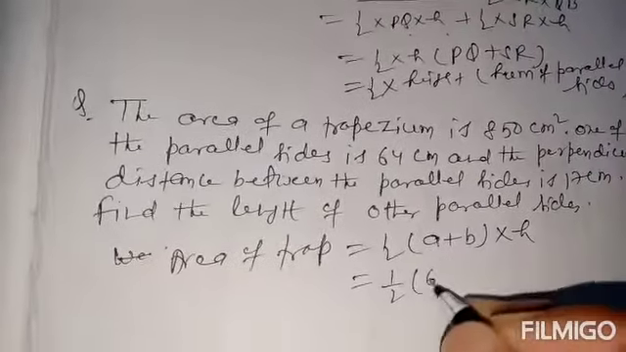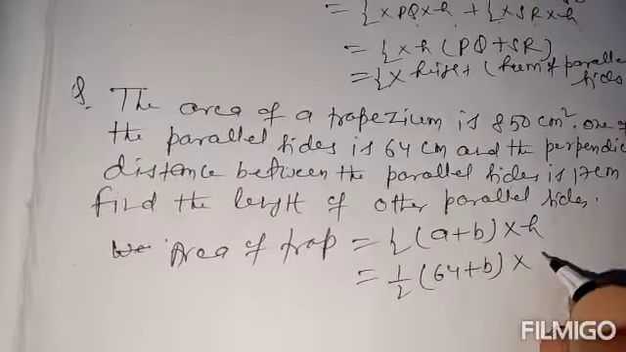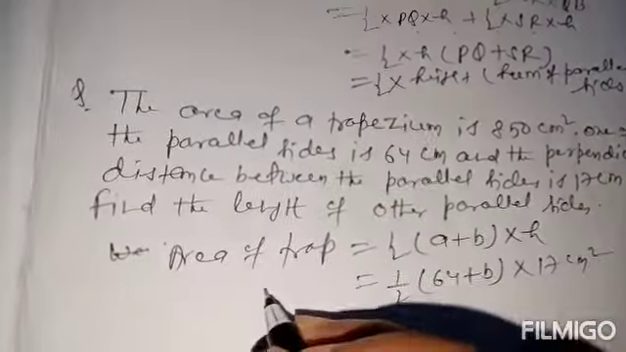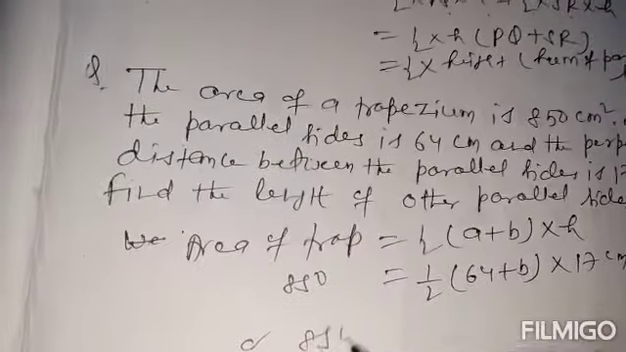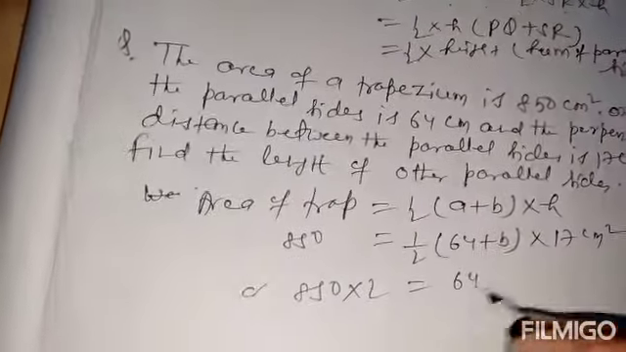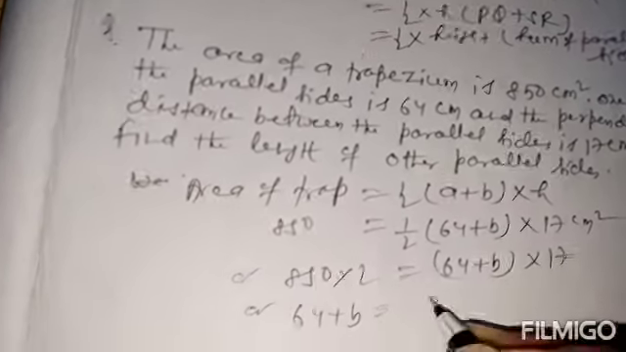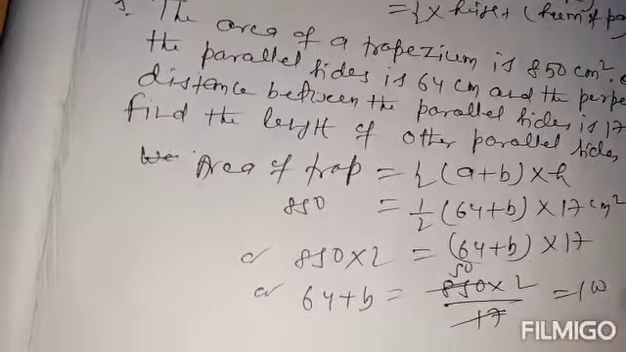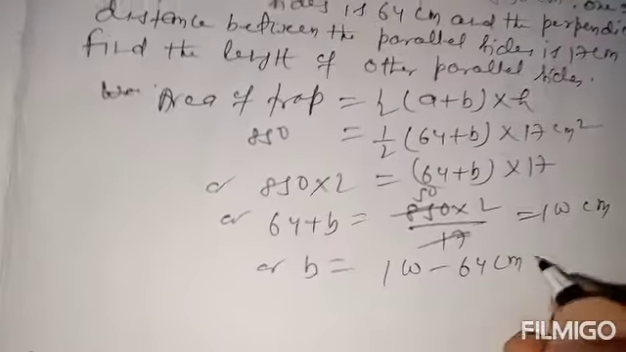So here one parallel side is given, 64, and the other is not known. Height is given as 17 centimeter and the area is already given as 850 centimeter square. Therefore, 850 into 2 is equal to 64 plus B into 17, or 64 plus B is 850 into 2 by 17. 17 fives are 85, so 100 centimeter. Or B is equal to 100 minus 64 centimeter, which is equal to 36 centimeter.